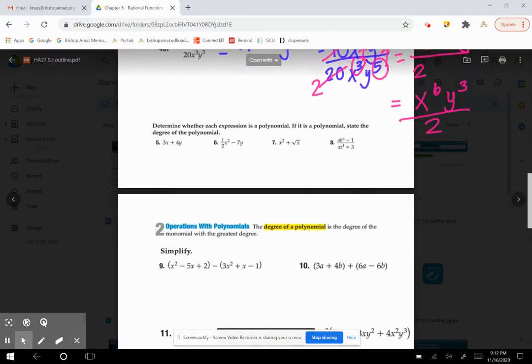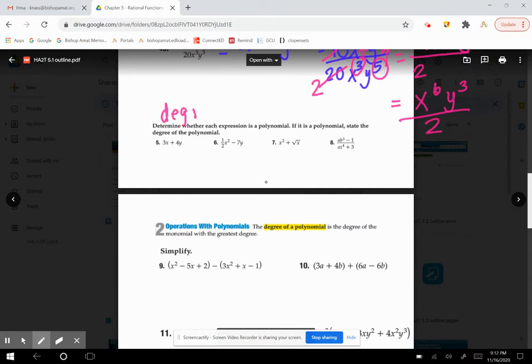Okay, next. This says determine whether this is a polynomial. So what makes something a polynomial? Well, what a polynomial is, the degree is equal to 1, meaning the exponent is no higher than 1. Okay, and there's no variable in the denominator.